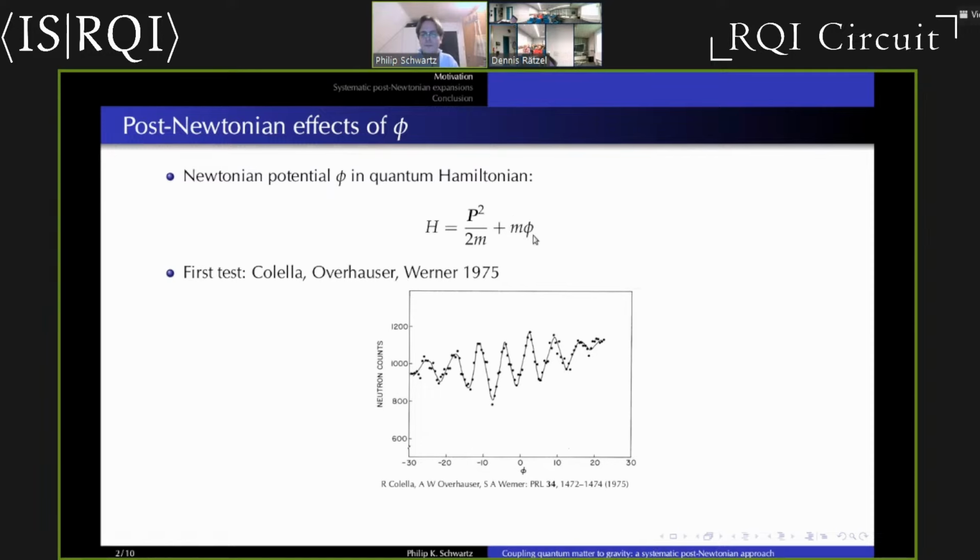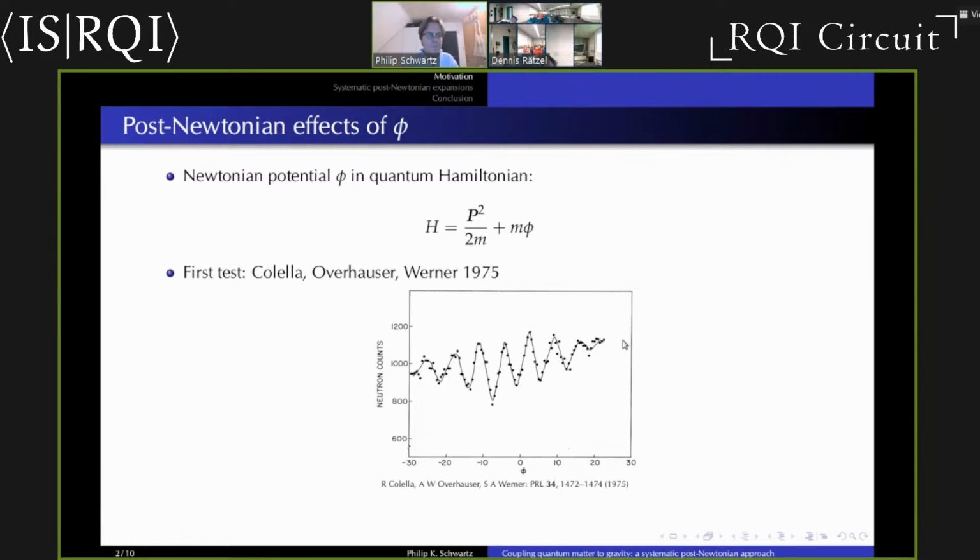This was first tested in the famous COW experiment, or Colella-Overhauser-Werner experiment in 1975, where they measured the influence of the gravitational field of the Earth, of the Newtonian gravitational potential, on neutron interferometry. They had a small neutron interferometer, and they tilted it in the gravitational field. That's this angle phi on the x-axis, and then they got this interferometric pattern here.